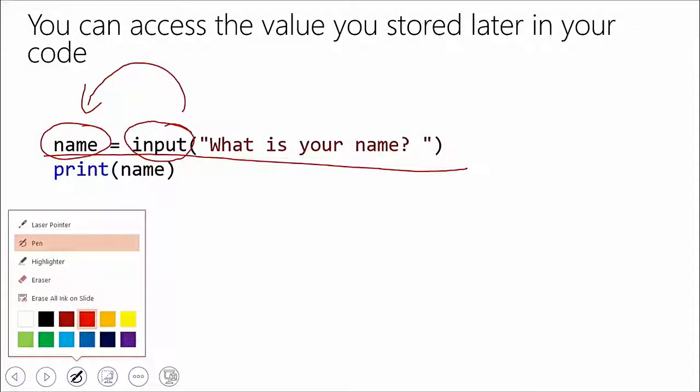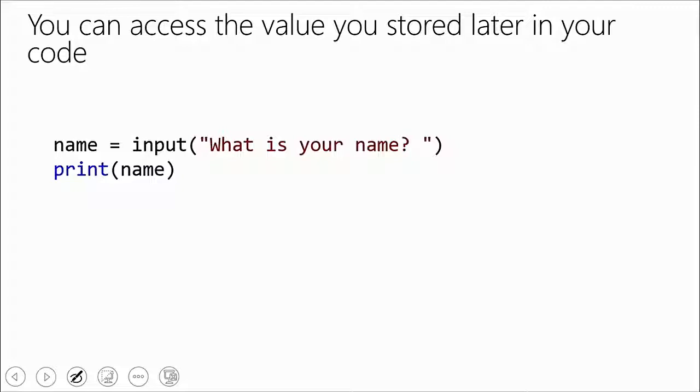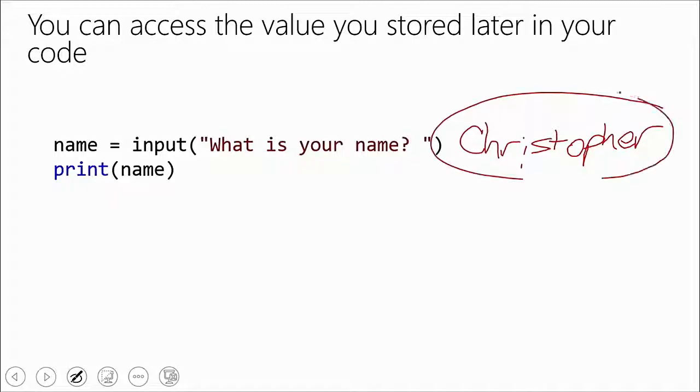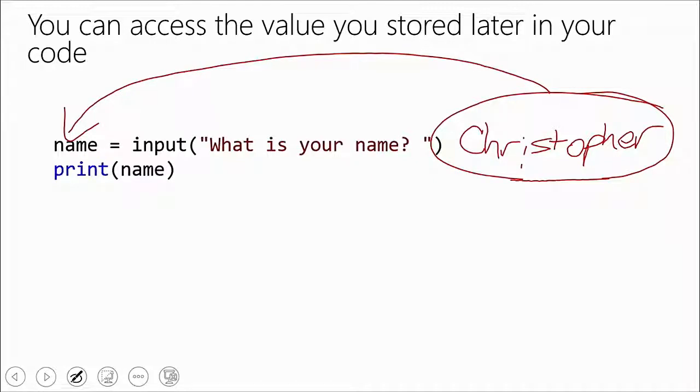So if I had on my screen here that little input, and I typed in, for example, Christopher, T-O-P-H-E. If somebody wrote out or typed in Christopher, what's going to happen is this is now going to wind up inside of that name variable. So everywhere that I go in and I use name, that's now going to be, in this case, Christopher.